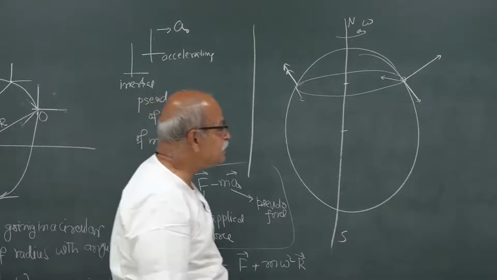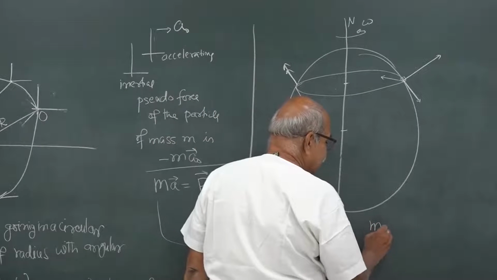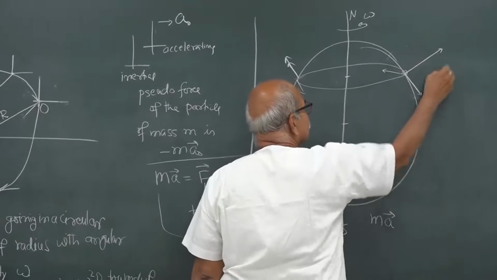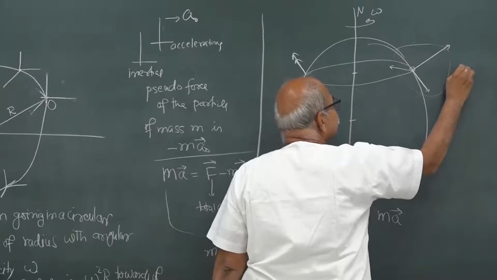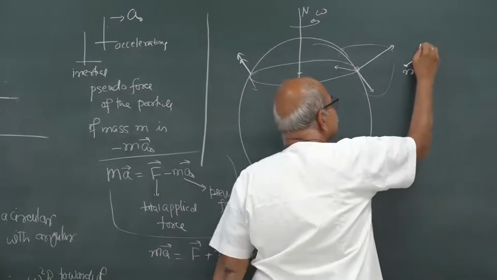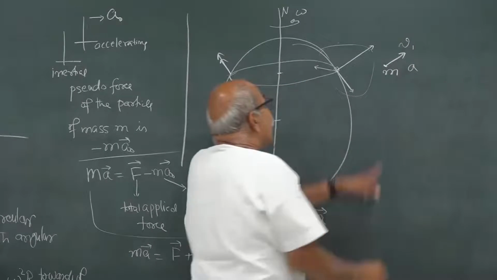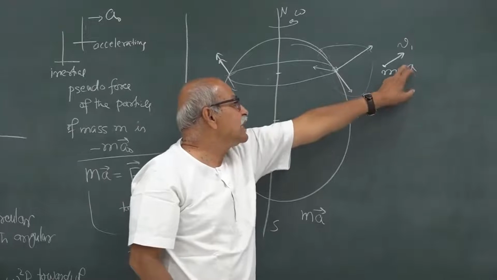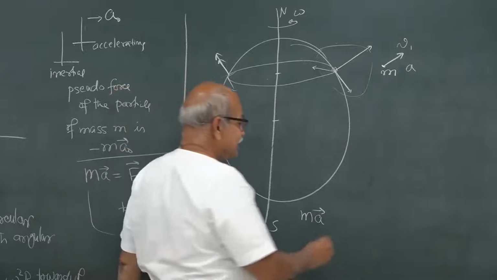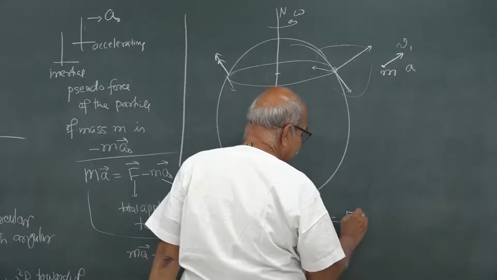So, what will we write? We will write mass times acceleration. Now, I am using this frame which is fixed on the earth's surface and I am seeing some particle m which is going with some velocity v, some acceleration a, as seen from this frame of reference. Mass times acceleration is equal to total force.